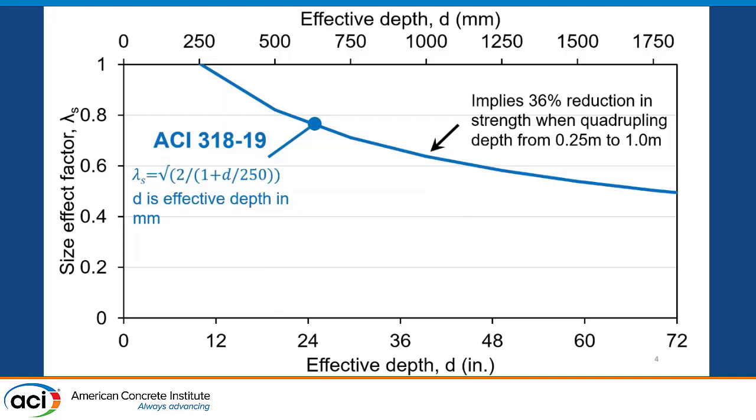This plot just shows the size effect factor on the vertical axis versus the effective depth, in dual units. The blue curve shows the ACI 318-19 approach, which is the square root of 2 over the quantity 1 plus d over 250 millimeters, where d is effective depth in millimeters. This effect implies a 36% reduction in unit shear strength when quadrupling from an effective depth of 250 millimeters to 1 meter. And so that actually prompted our study. We said, well, is this actually true if we constrain other geometric parameters?